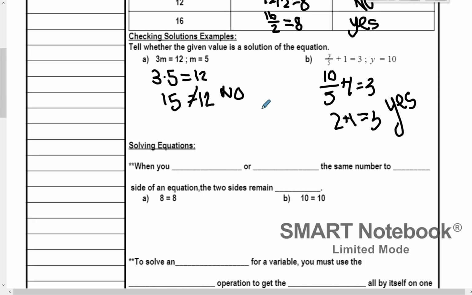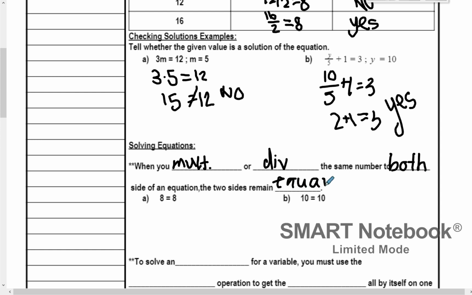Okay, I'm going to abbreviate this for the sake of you not having to read my handwriting any more than you need to. So when you multiply or divide the same number to both sides of an equation, I would write out the whole words if I were you. I'm going to try this with my finger. That's a little better. To both sides of an equation, the two sides remain equal.